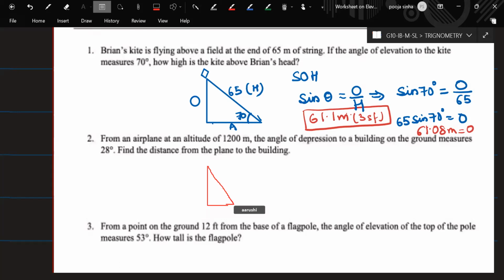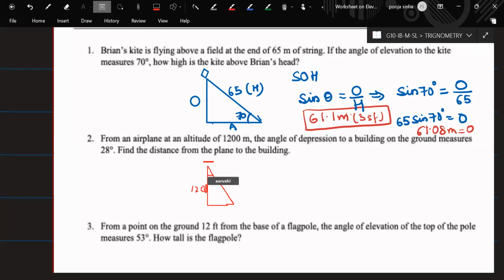Then this is the plane, right? Where is the plane? At the top? Yeah, absolutely. And this will be 1,200. Correct. Altitude means height. And the building on the ground measures 28. Will this be 28?